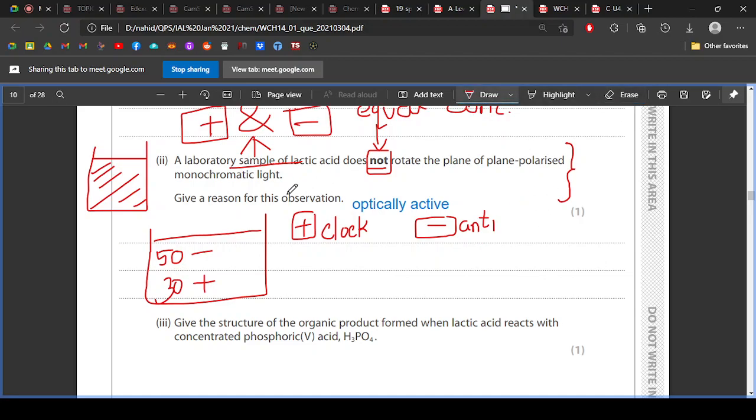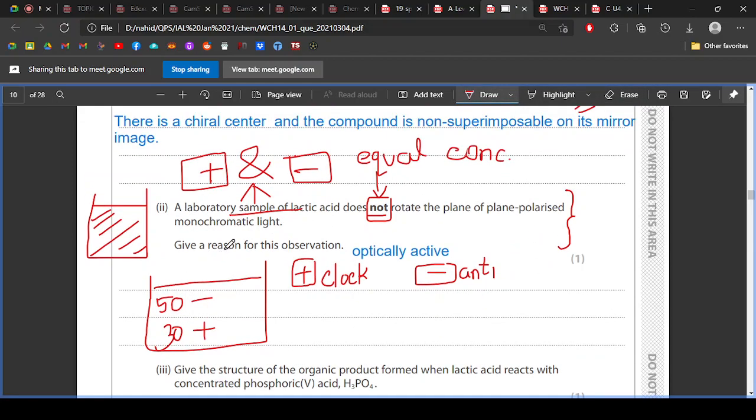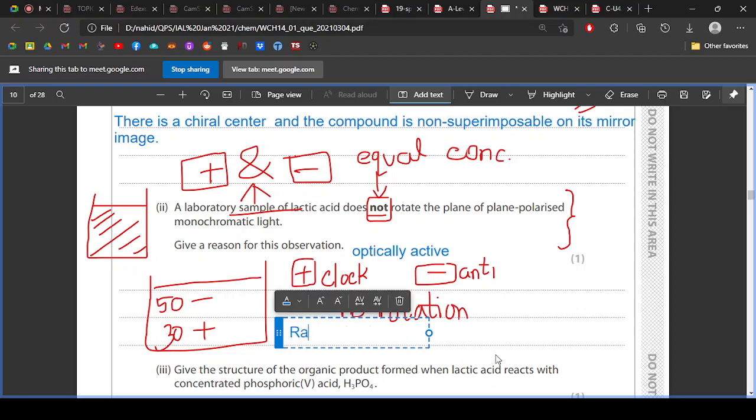Yes. So the question now is, in which scenario is there no rotation at all? Not clockwise, not anti-clockwise. When is that possible? That's only possible if you have both of them in equal numbers or equal concentration. Don't we call this a racemic mixture? Remember this or not?